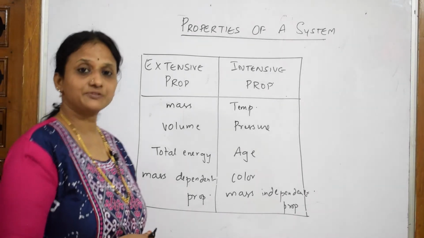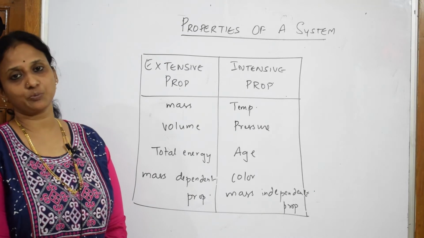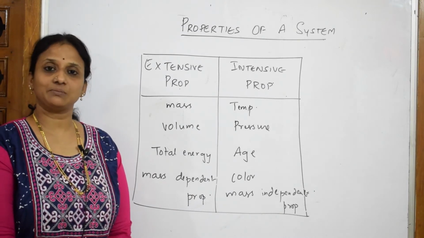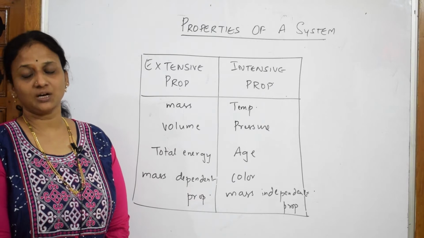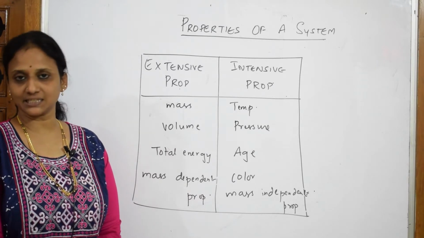Right. Now, after the types of system, let's come back and learn the next concept, that is properties of the system. Again, we'll go to the same lab. You're standing in the lab. You have a test tube in your hand. Your teachers ask you to perform a certain amount of analysis in the lab.